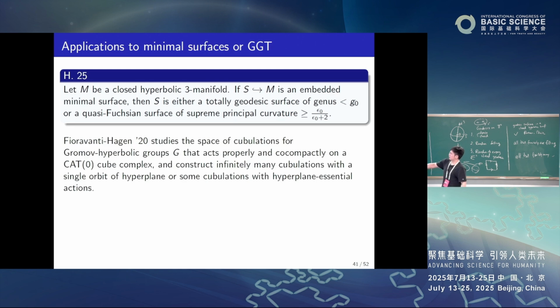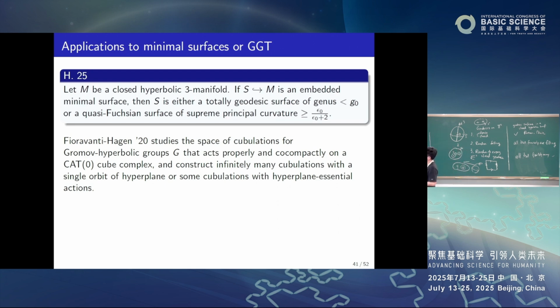So recently, in the last decade, there's a trend in math which studies the space of something. Like the space of minimal surfaces, the space of curves. So you don't look at a single object. You look at the collection of objects, and you want to say some properties of this collection. And then geometric group theorists like Fioravanti and Haglund, they are studying the space of cubulations for those Gromov hyperbolic groups. So I don't have time to define the terminology.